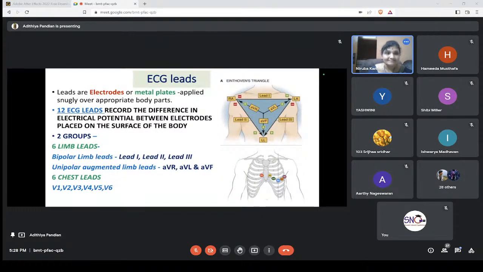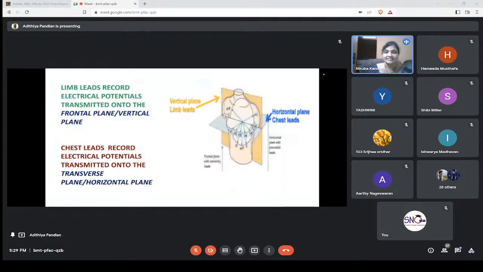The next slide, please. Okay, this is the reason why you have so many leads. The 6 limb leads will record the frontal plane and the vertical plane axis, and the chest leads will record your horizontal axis. So the heart will be viewed in almost all directions, from above, this side, that side. Whichever wall is deficient, if infarction is there, we can read. So many leads will give a 360-degree view of your heart. Next slide, please.